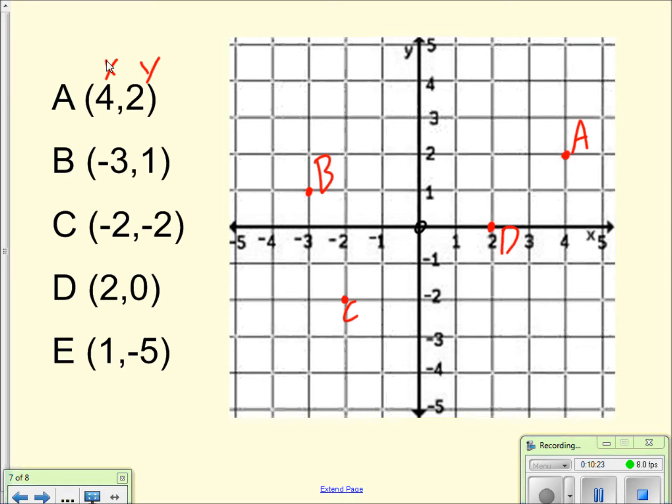And lastly, point E is at 1, -5. I go over 1, and then -5, down 5, all the way down here. There's my point E. So that's how I graph points, just like how I identify the ordered pair. The first number is my X, which is left and right. The second number is my Y, which is up and down. I'm going in the elevator, stay on the same floor, then I can go up and down.